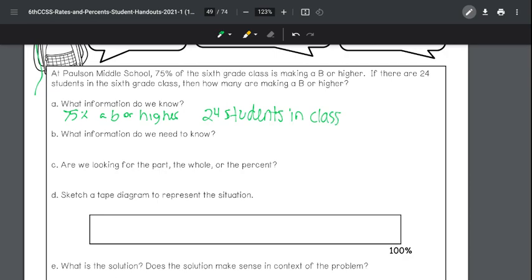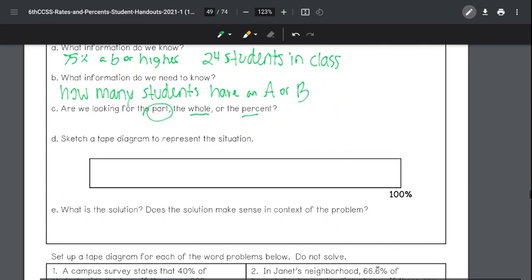What information do we need to know? How many students have an A or B, because that's a B or higher. Are we looking for the part, the whole, or the percent? They gave us the whole number of the class. They gave us the percent of students, so we are looking for the part.